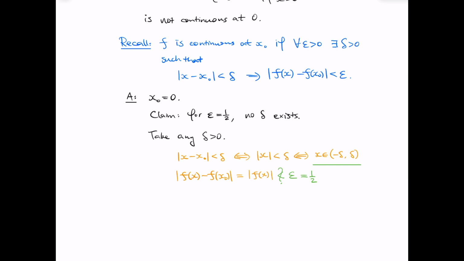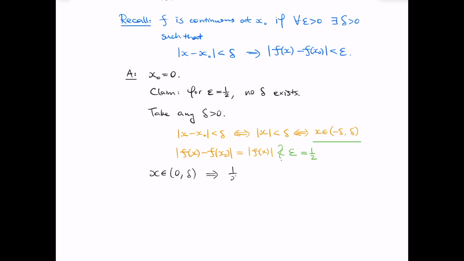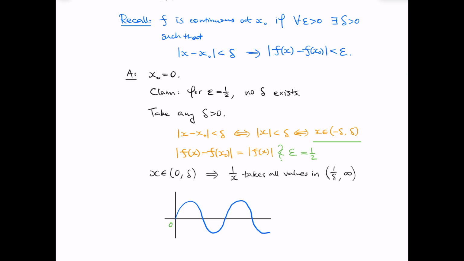To answer this question, let's look at what happens when x is in an even smaller interval, namely the open interval 0 to delta. Then 1 over x is going to take all values in the open interval from 1 over delta to infinity. Now let's think about what happens to sine of 1 over x in this range. The sine function looks like this, where 0 is here, and let's say, for example, 1 over delta is somewhere here. But we can see that in this orange shaded part, the sine function goes from -1 to 1. It takes all values between -1 and 1.